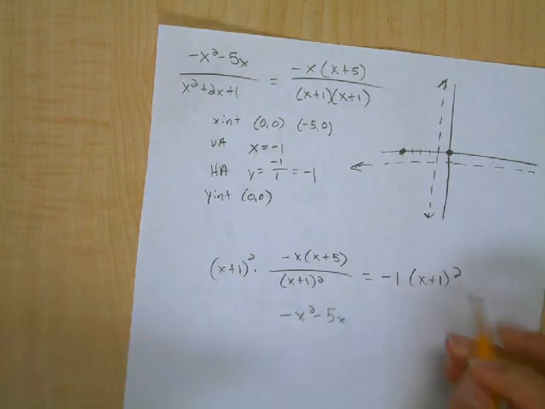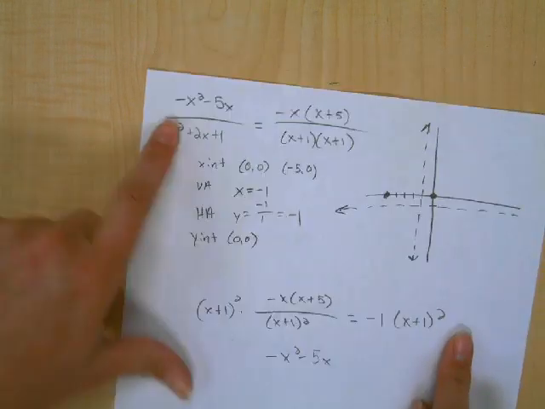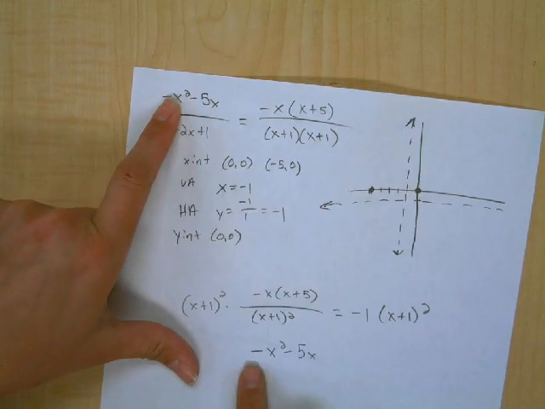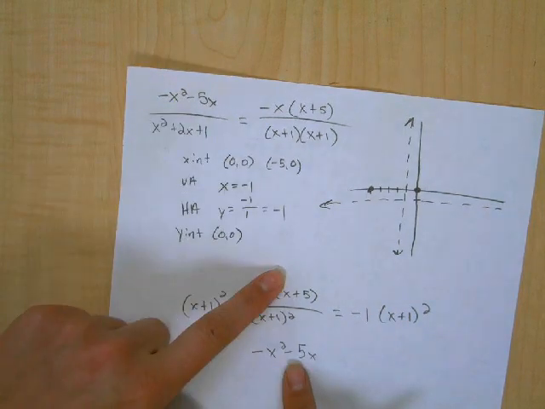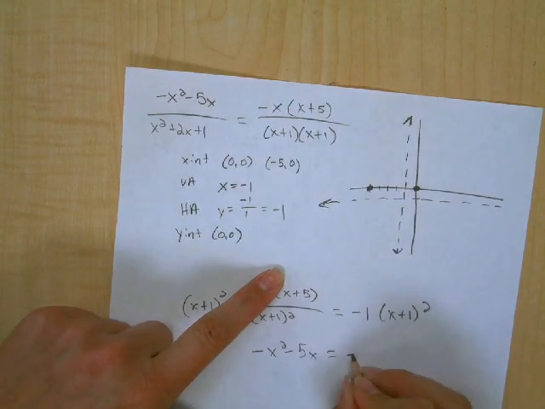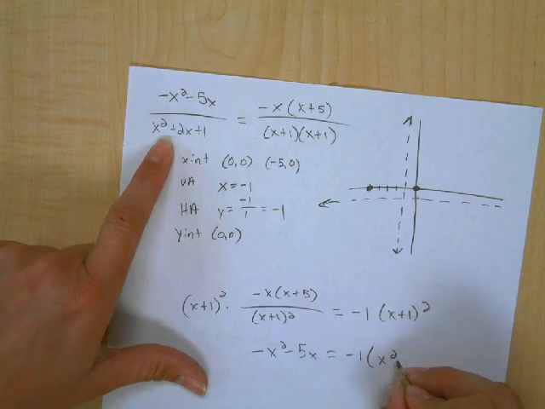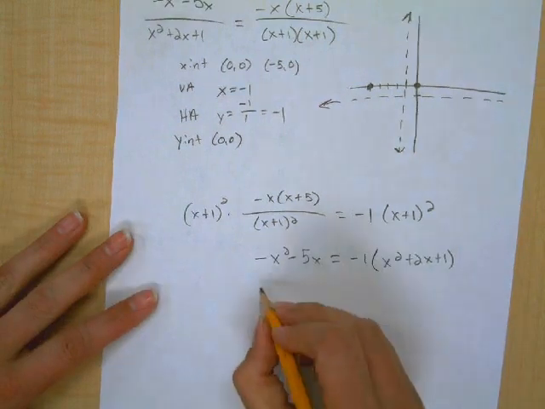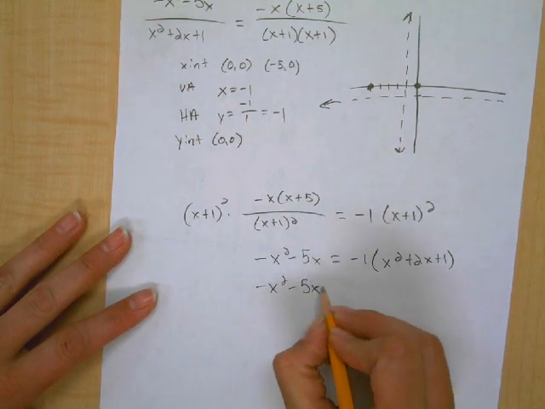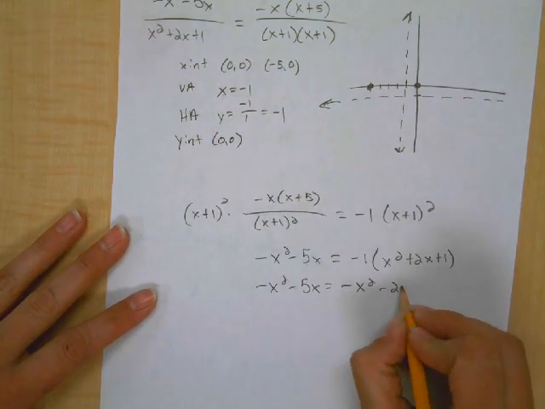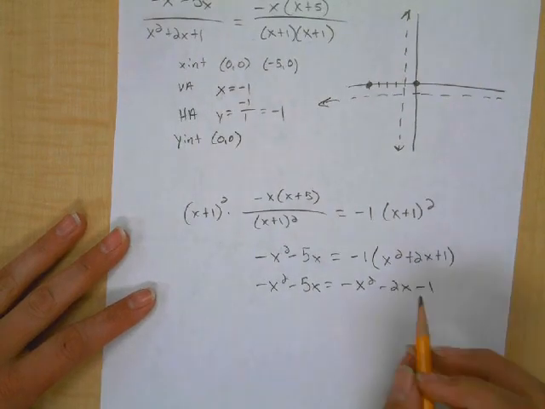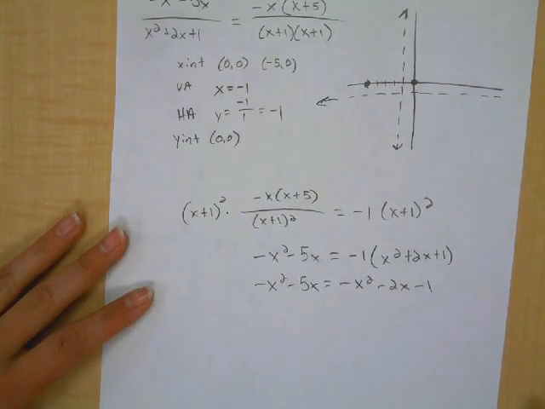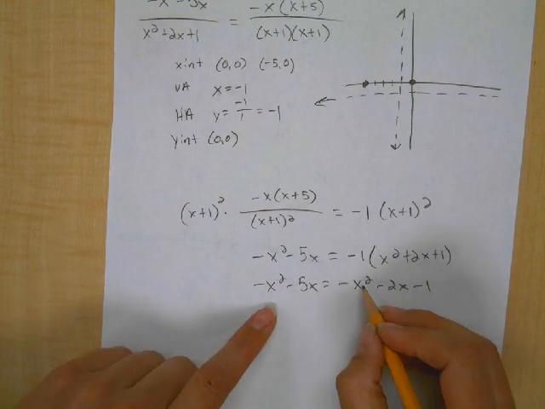Okay, I'm going to rewrite these things in their original form just because it'll make my life easier, right? So negative x squared minus 5x on this side, and that's equal to negative 1 times x squared plus 2x plus 1 when you distribute that back out. So negative x squared minus 5x equals negative x squared minus 2x minus 1. Okay, simplify all of that and solve for x.